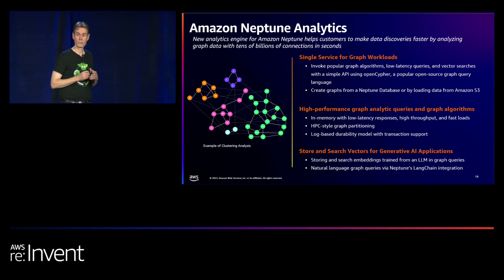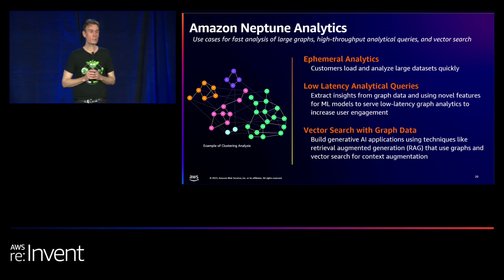For example, Neptune Analytics can load graph data at a rate of higher than 10 million edges per second. It can scan data at around 10 million edges per second. And overall, it can be up to 80 times faster to be able to load and analyze graph data. In addition, Amazon Neptune Analytics allows you to store vector data in your graph and search those vectors.